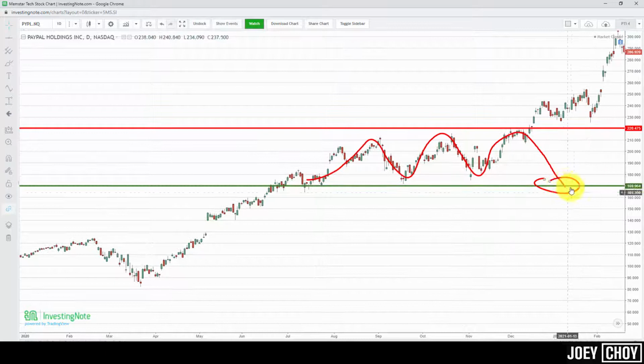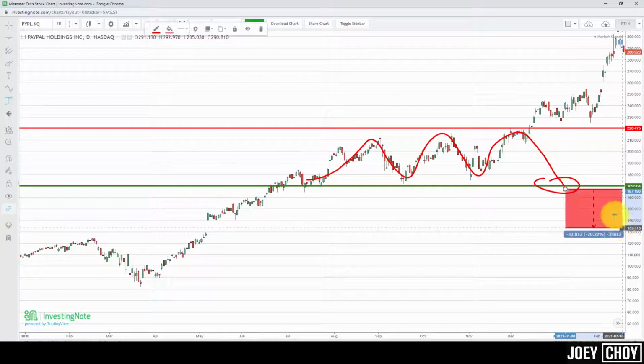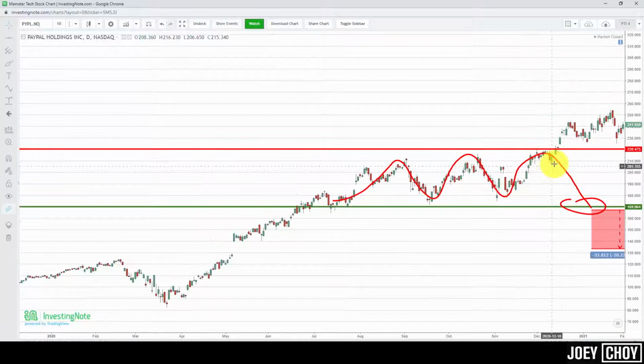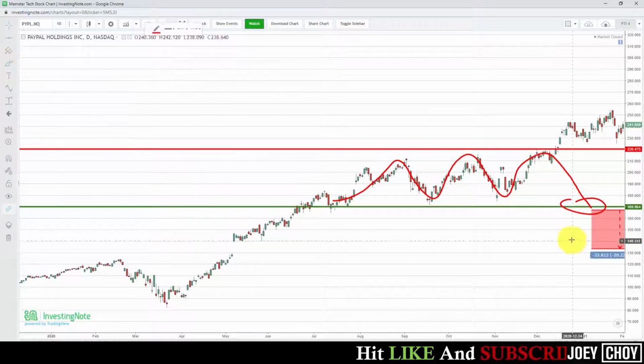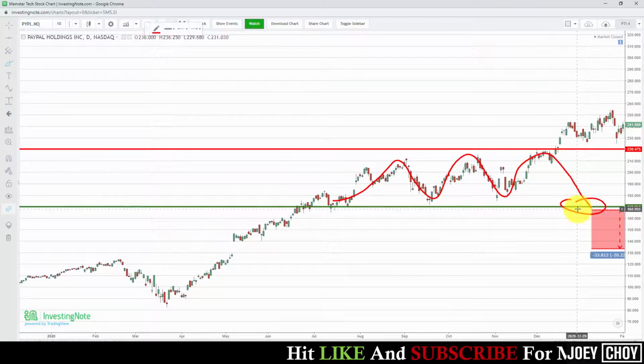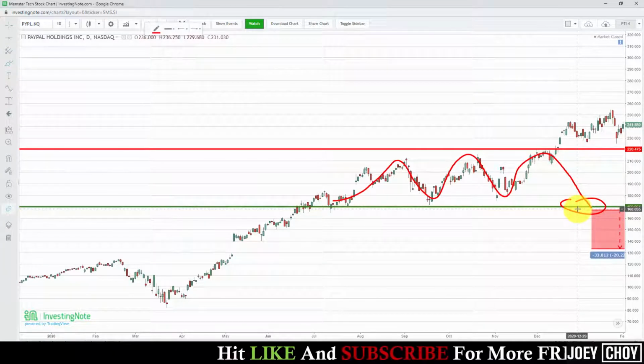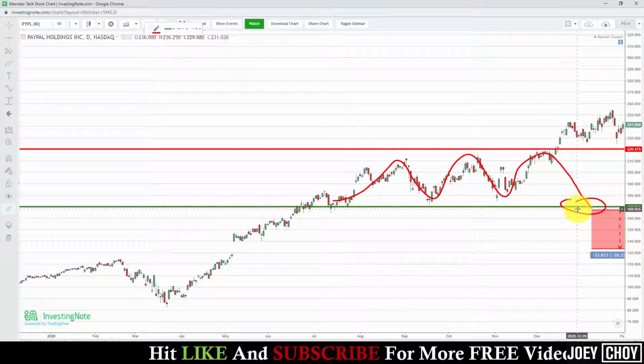So if we break this support level, then we can confirm that this is pretty much a reversal in terms of a triple top or a double top. But in this case, you can see that right here, we break this resistance level. So just take note, right? For a double top, for a triple top as well, we want to wait for more confirmation of this support level actually breaking before confirming that it is pretty much a reversal to the downside.